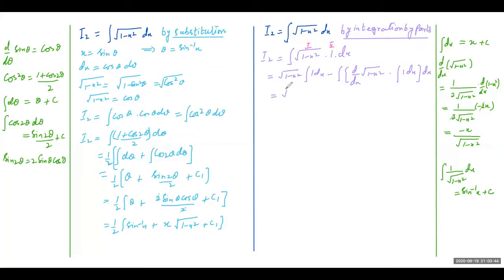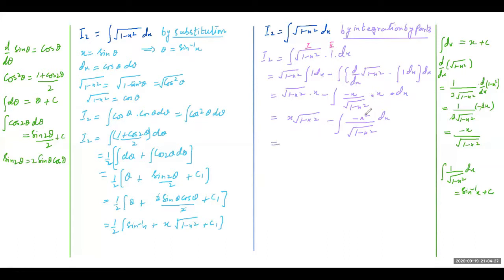So what do we get? 1 square root of 1 minus x square. All these results are mentioned here. Integral of 1 dx becomes x minus integral. This result, you can see d by dx of square root of 1 minus x square is equal to minus x divided by square root of 1 minus x square, and this result is equal to x, and then we have dx. So on the whole, we are going to get x into square root of 1 minus x square minus, inside we have minus x square divided by square root of 1 minus x square and a dx.